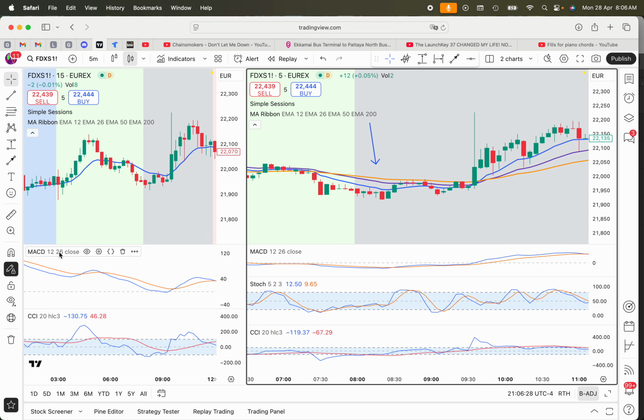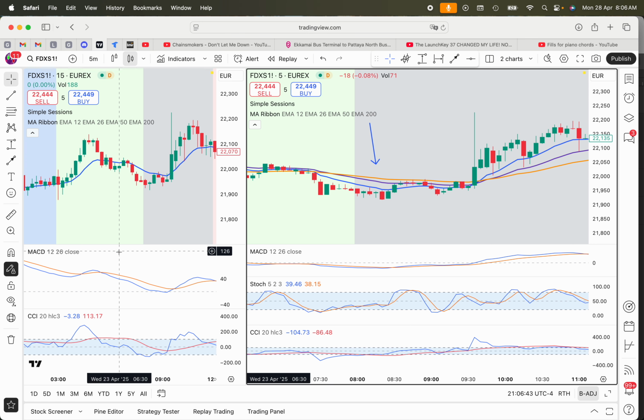On the left hand side we have exactly the same. We have the MACD, which has the same settings, 12 and 26, and the CCI is the same settings. And the EMA on this chart is just a 12. I'm just using that as a guide, so it helps me visualize it.